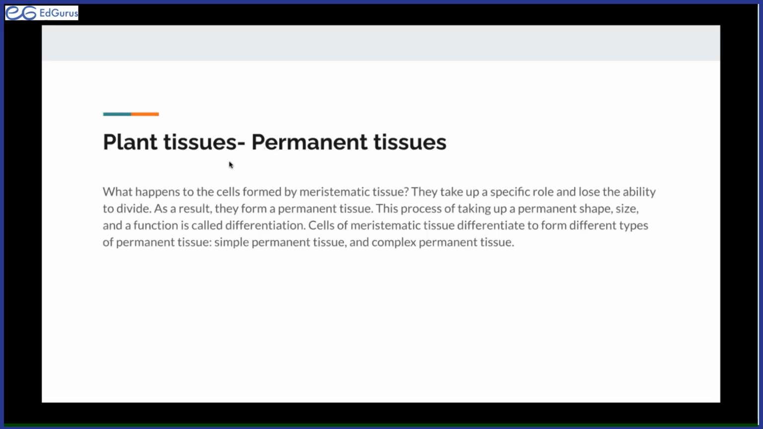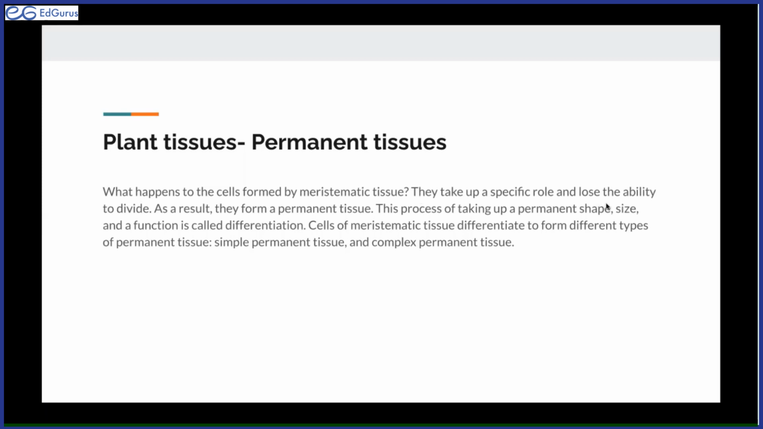Then there's permanent tissue. Permanent tissue is formed when meristematic tissues take up a specific role and lose the ability to divide. So we know now that meristematic tissues need to divide because they help in growth. So when meristematic tissues stop dividing, then they become permanent tissues. Okay? This means that they have a permanent shape, size, and function.